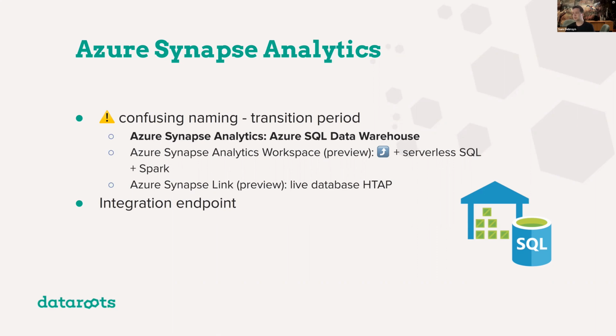But if you look up some documentation about Synapse Analytics, you will probably come across this. It's important to know there is a big difference between the current one and the one that's coming. There's another feature called Azure Synapse Link. It's used for live analytics on operational databases like Cosmos DB or MySQL or Postgres. This is also in preview and is also not related to the existing Azure Synapse Analytics.